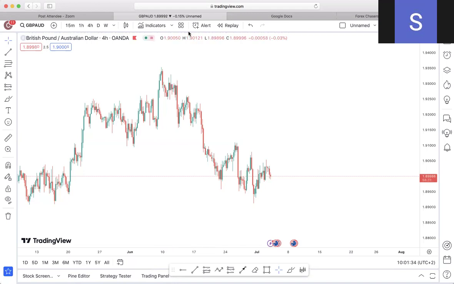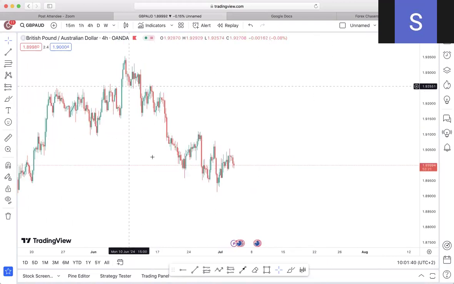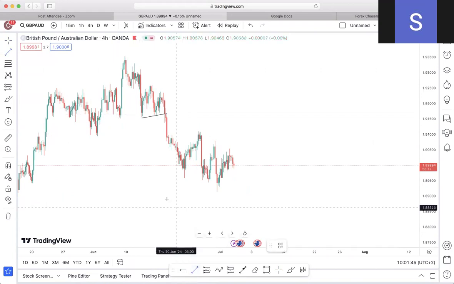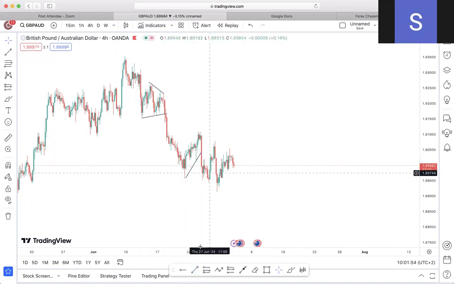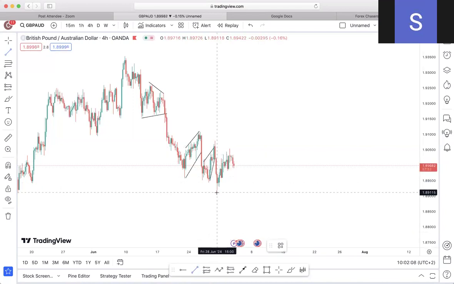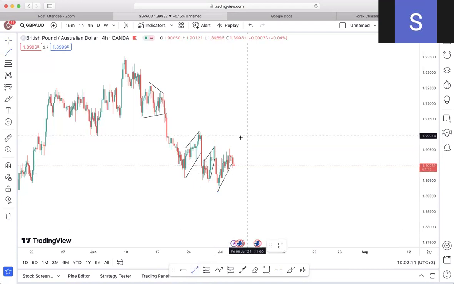Now, the first pair that I'm going to be focusing on is the Great British Pound over the Australian dollar. If you can track this pair starting from over here, you can see that price is giving us this type of movement. This is our impulse, this is our correction. This is our impulse once again. And then price is presenting us with this also, which is still our correction. And now currently, this is our impulse, and this is now our correction.